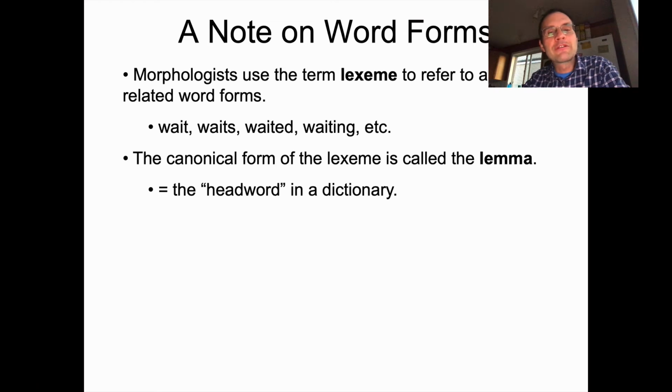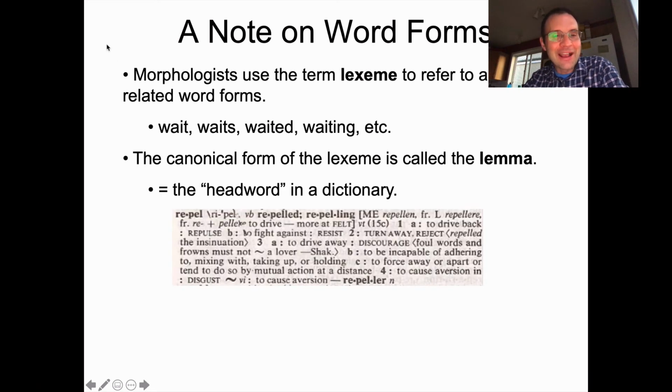If I want to refer to the whole group, the canonical form of the lexeme is called a lemma. And you can kind of think about this as like the head word in a dictionary. I actually don't know how often or how much students these days actually look in a paper printed dictionary, or if you just look at these things online all the time. But if you are familiar with the process of thumbing through the dictionary to find out what something means, you normally will see entries that look like this.